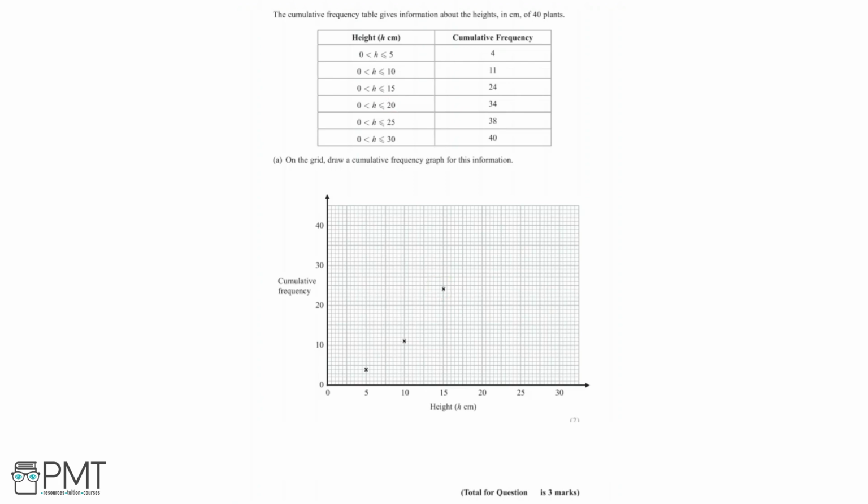Then we plot 20, 34, over here. Then 25, 38, which we've plotted here. And finally, we need to plot the point 30, 40, which we've plotted over here. Now to complete the cumulative frequency graph, we need to join these points together. And you can also see that we've extrapolated back to 0. And so we've now correctly drawn a cumulative frequency graph that represents the information given to us in our table.